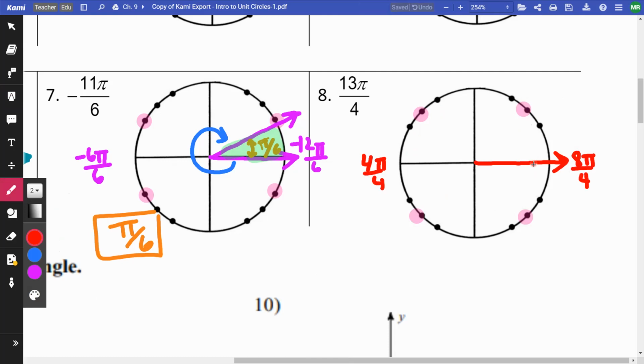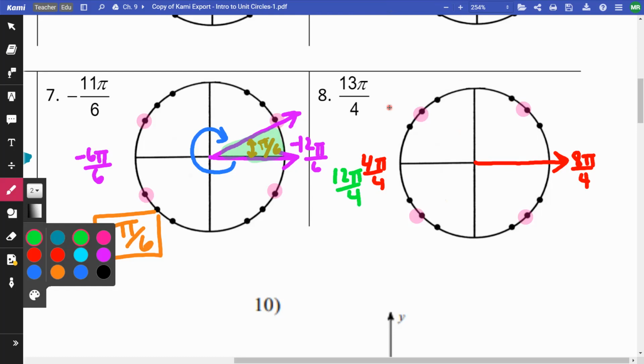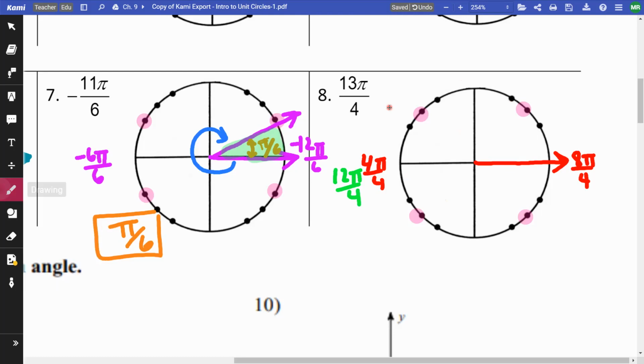And next week, I'll show you how I do them differently than this, but I want us to understand how we're moving around this. So this is 4 pi over 4. This is 8 pi over 4 going again around. It would have been a 12 pi over 4 if I add another 8 onto it. So I want to be at 13 pi over 4. So going to here is 4 pi over 4, to here is 8 pi over 4, to here is 12 pi over 4. I'm going to go an extra fourth. I'm going to be down here. That's where I'm going to be.